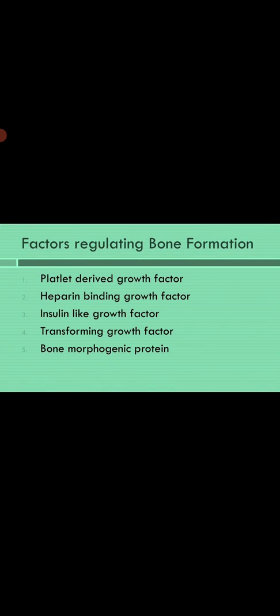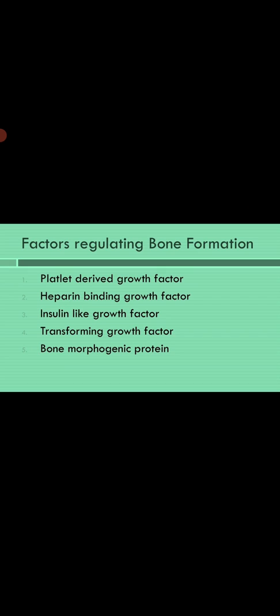Now, like in every bone in our body, there is remodeling, meaning bone formation and bone resorption. The same occurs in alveolar bone. The names of the bone forming regulating factors are very important. What are the factors regulating bone formation and what are the factors regulating bone resorption? These names are very important for MCQs. First, the factors regulating bone formation. These are 5. Number 1 is platelet derived growth factor. Second is heparin binding growth factor. Next is insulin-like growth factor, fourth is transforming growth factor, and fifth is bone morphogenic protein.